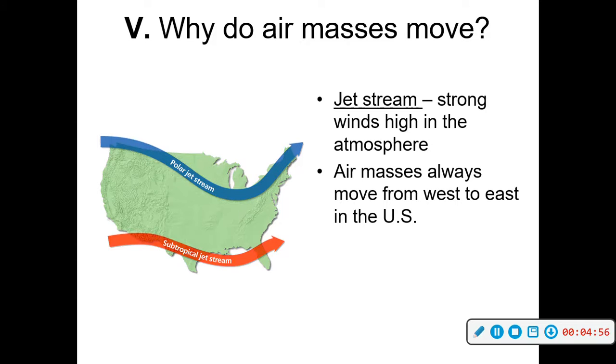Because sometimes they'll drop further south, sometimes they'll come up further north, and that will steer the weather systems in different directions. And also whether or not it's a polar jet stream, which is a colder one, or a subtropical one, which is a warmer one. So that's going to bring either warm or cold air to our region, which could be a big factor when you're dealing with snowstorms especially.